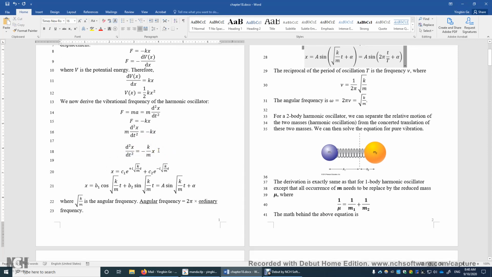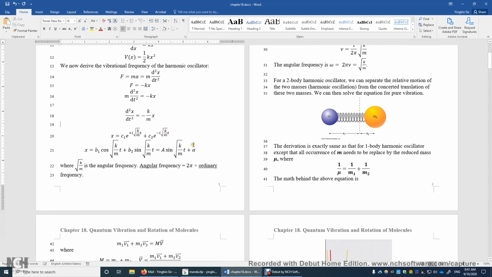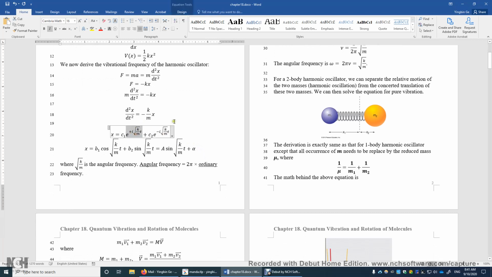We solved this kind of equation before. This is the general solution. It's a linear combination of e to the power of positive i times the square root of k over m times t, and e to the power of negative i times the square root of k over m times t. Remember, e to the power of i theta is cosine theta plus i sine theta. So we can change these exponential functions to cosine and sine functions. Note that C1, C2, B1, B2 can all be complex numbers.